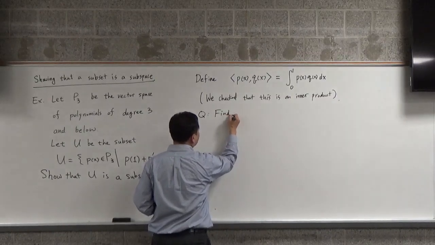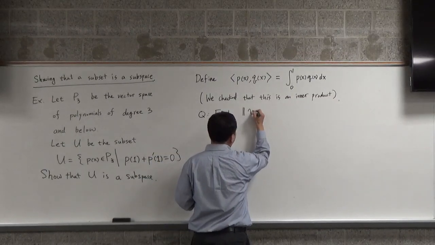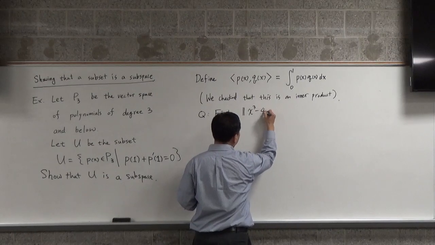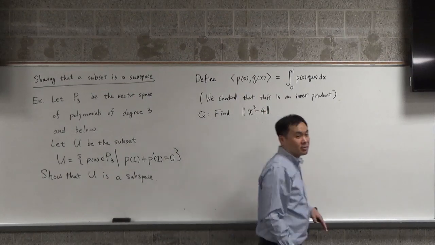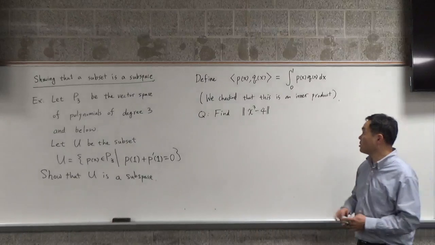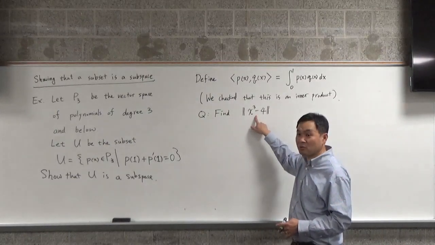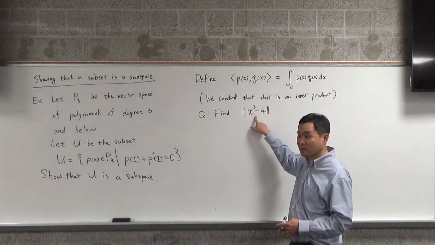Find the norm of x cubed minus 4. Okay, we know that this was one of the basis members, right?